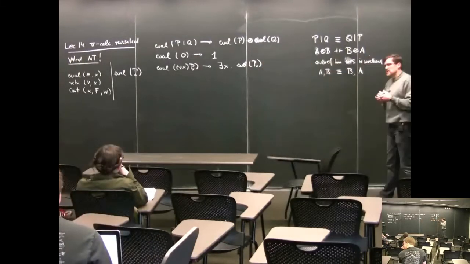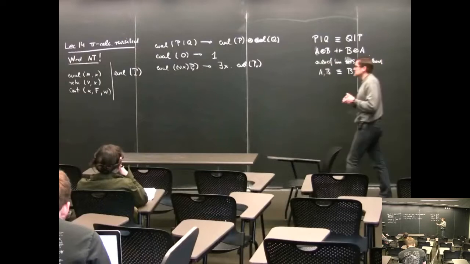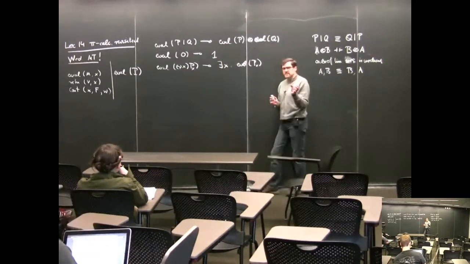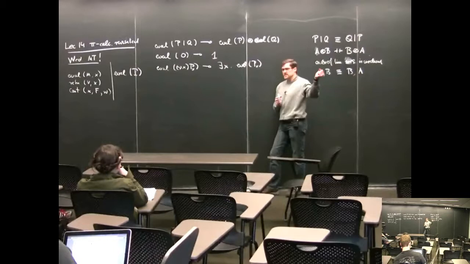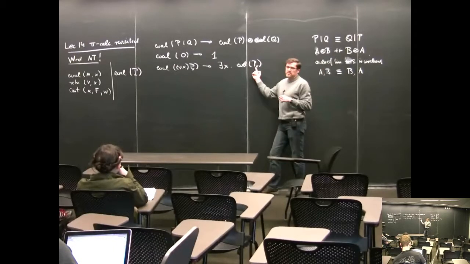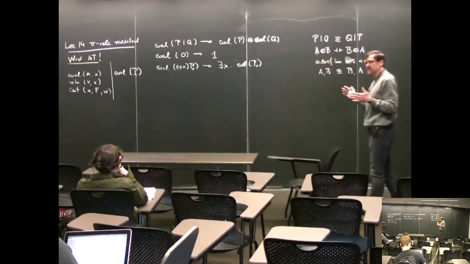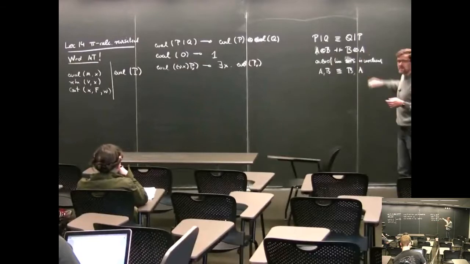Okay, so what does that actually mean operationally? When you see nu of x dot p of x, what does it mean as a state transition? Well, we introduce a new name, which is what the left rule for the existential does. We put it into our context psi, and we continue to evaluate underneath that. Is that the right interpretation? Not as obvious as this one here.